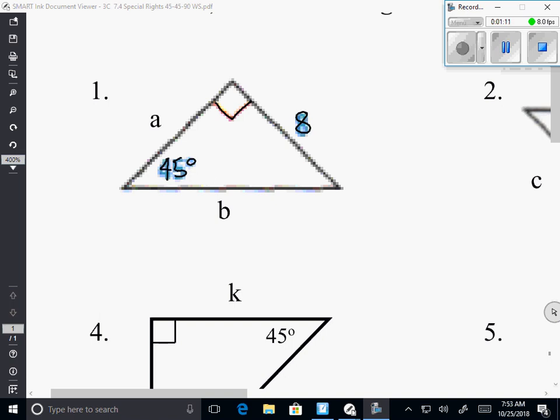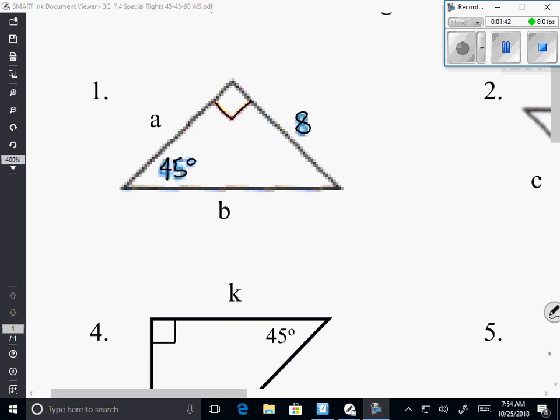So number 1, we know one side is 8, and we need to find the other 2. So our formulas on our notes, we've got 2 formulas. One says if you want to find the hypotenuse, you do something to the leg, or if you want to find a leg, you do something to the length of the hypotenuse. Okay? What are those 2 formulas we have for 45, 45, 90? What's the one?